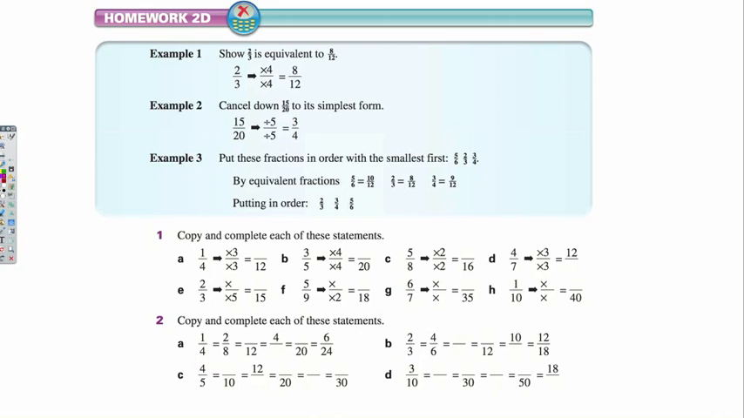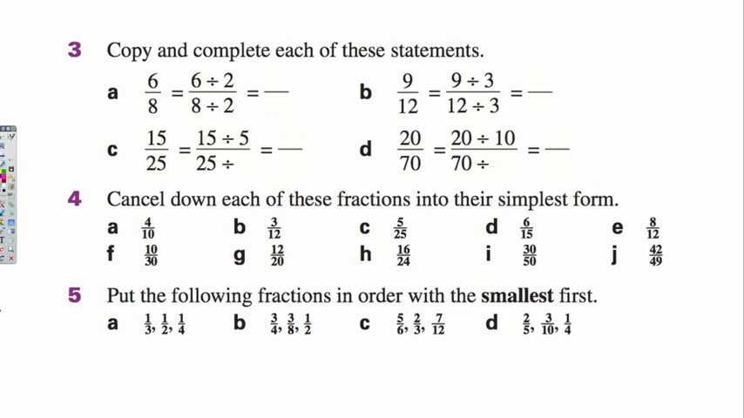So how can I go from 4 to 12? You're going to multiply by 3. So on the numerator, the top number, you're going to multiply by 3 as well. Okay, so you're going to go through and answer all of those questions. Okay, here are a few more.